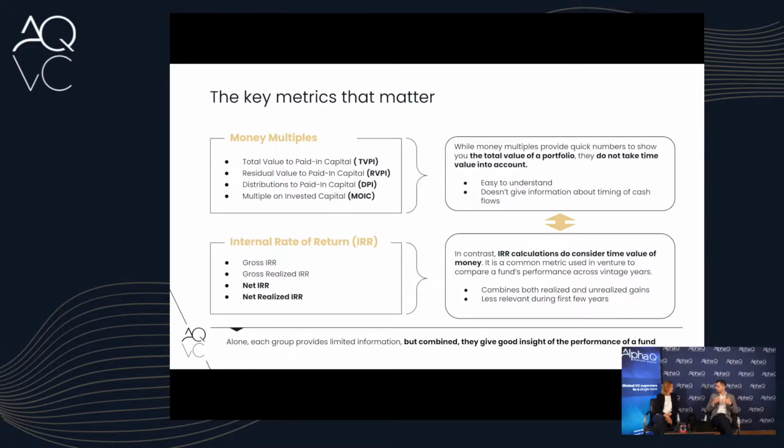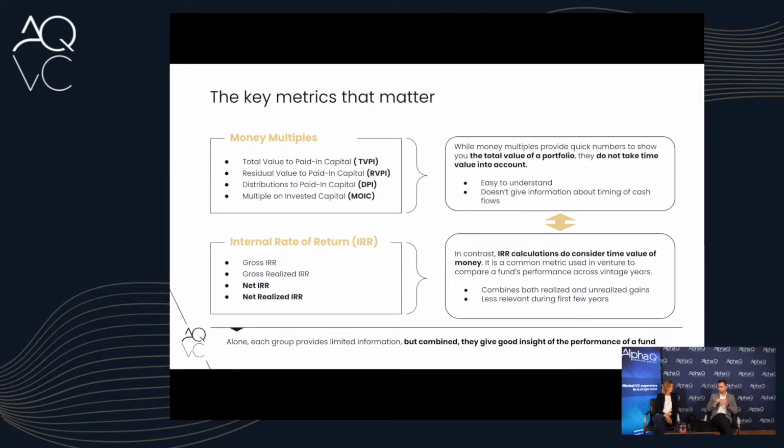Diving a little deeper into VC fund metrics, there are basically 2 groups. There are the money multiples: TVPI, RVPI, DPI, and MOIC. This is a relatively easy to understand and easy to calculate set of metrics. However, one main limitation is that these metrics do not take into account the time value of money. This is where the internal rate of return, IRR, comes into play, because in contrast to the money multiples, the IRR does take into account the time value of money in its calculation formula.